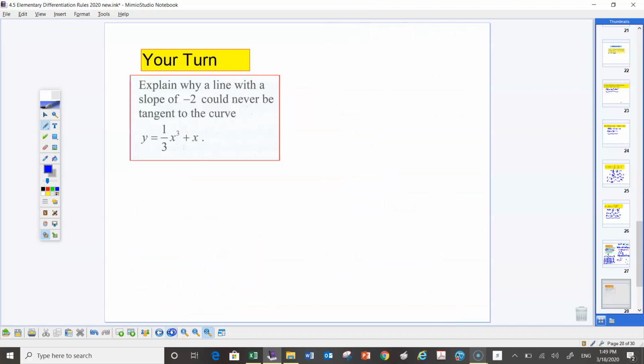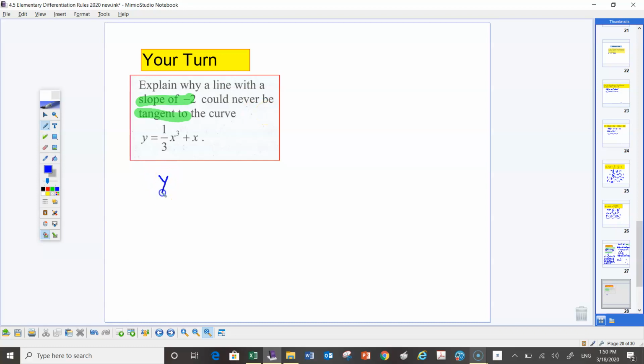All right, let's take a look at the next example. In the next example, it's saying explain why the line with a slope of negative 2 could not be tangent to this curve. So again, I'm given a slope of negative 2, and I'm talking about tangent to a curve, which means the derivative. So let's proceed like we did in the previous example until we run into a little bit of a glitch, because it's saying explain why this can't happen.